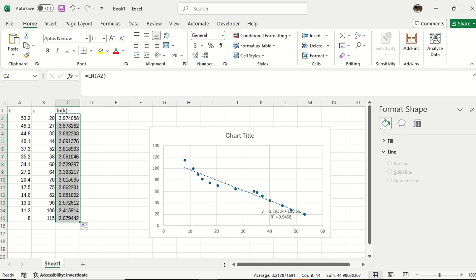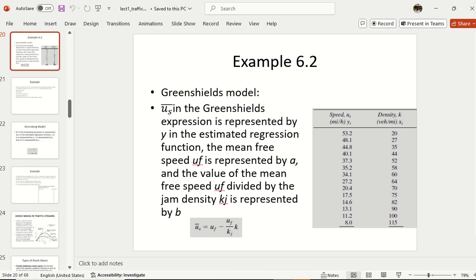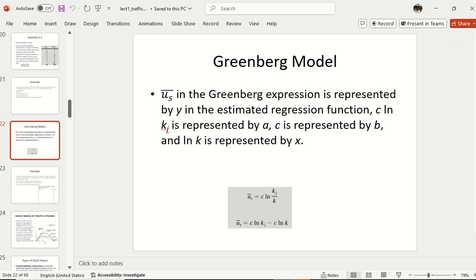Clear? Then we have the actual equation as well. We did the log of k for the Greenberg model, this model. Once you find out the equation, then you find out C and Kj and so on, just like we did earlier.